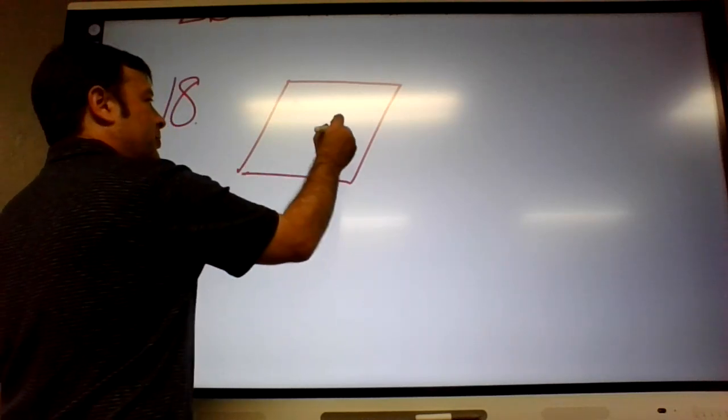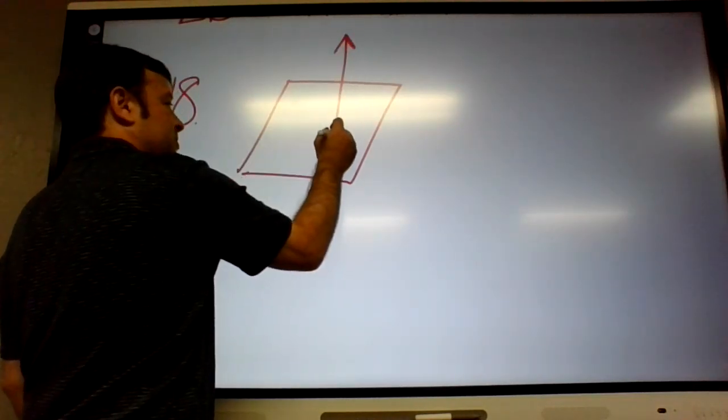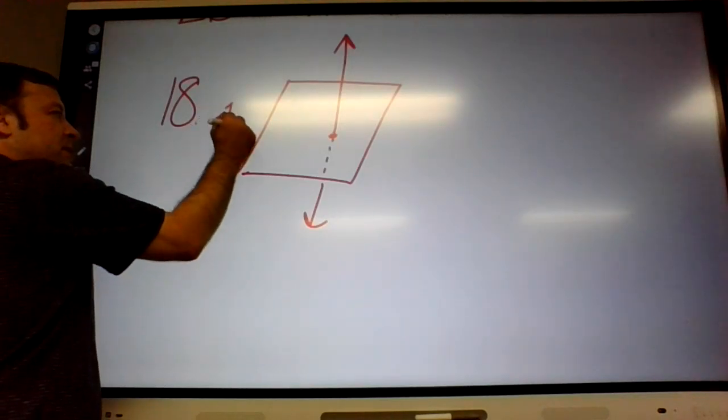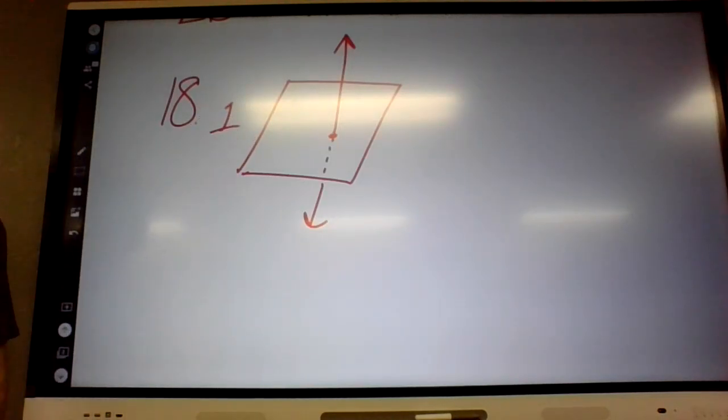Here's one way. They could intersect at one point if the line just goes through the plane. This is just called the line intersecting the plane. One point of intersection. Okay, what's another way that a plane and a line could interact? It could go through the plane, what else could happen?